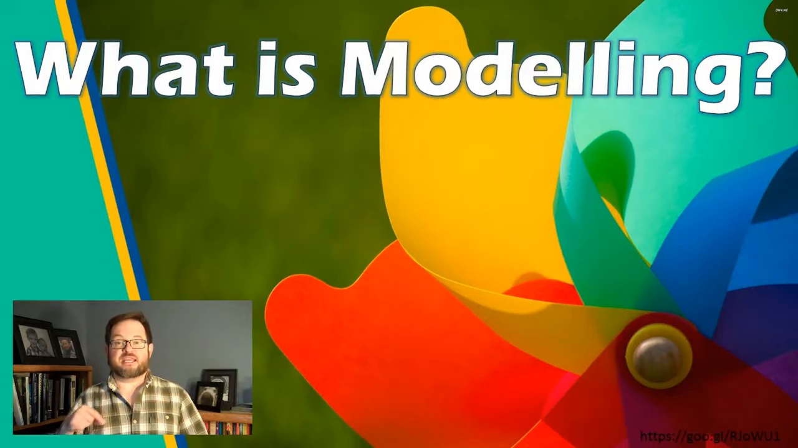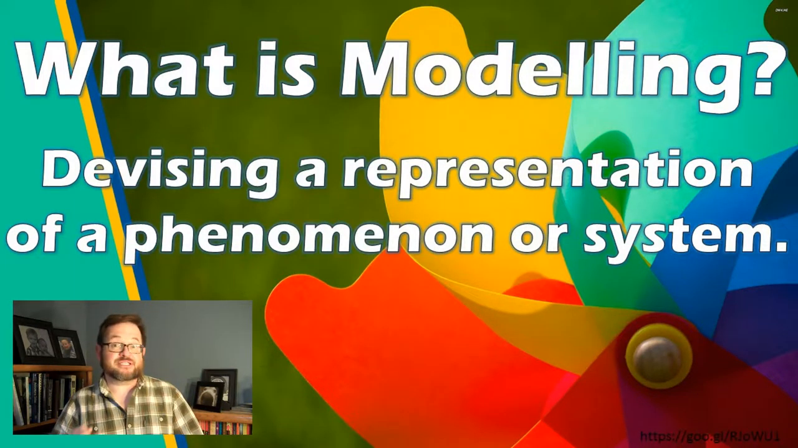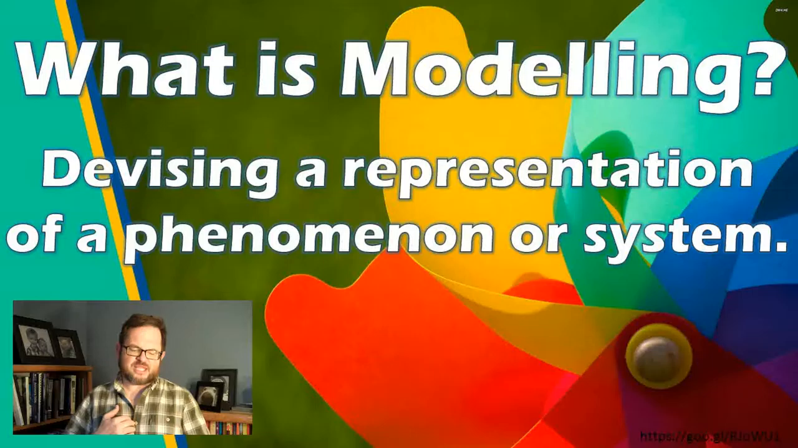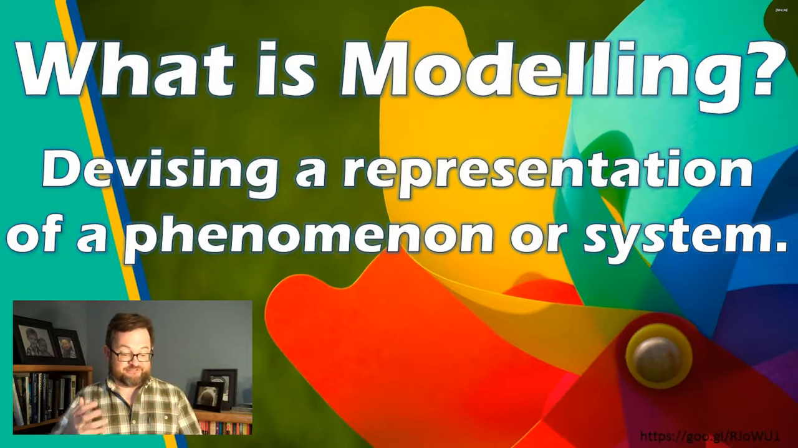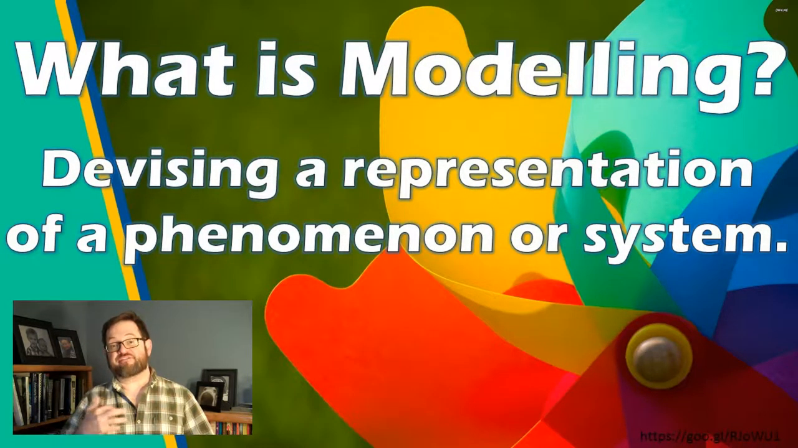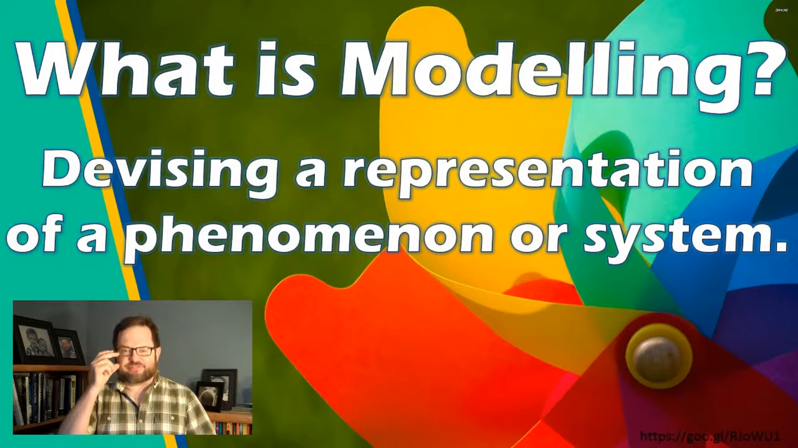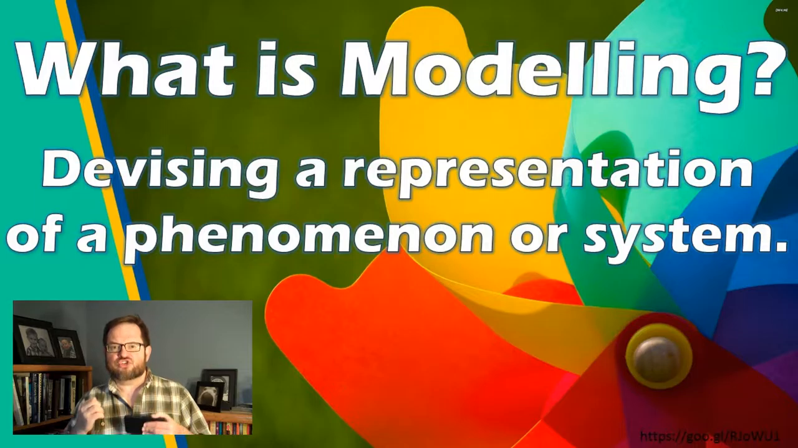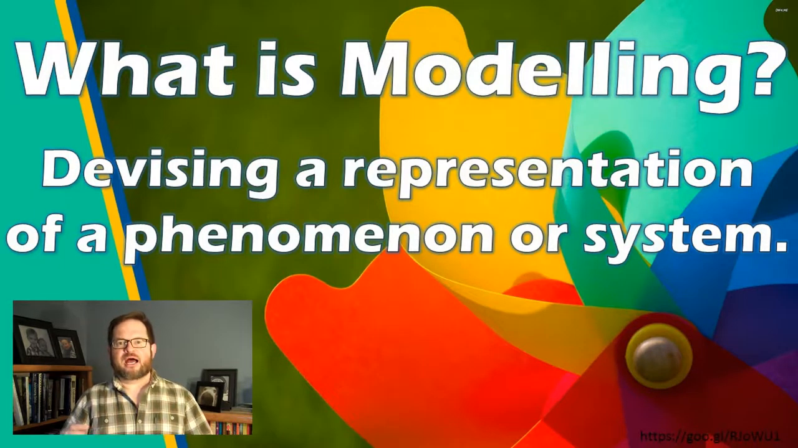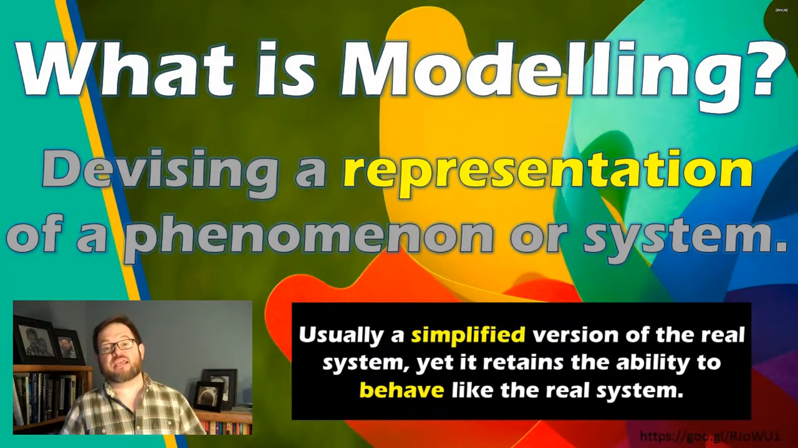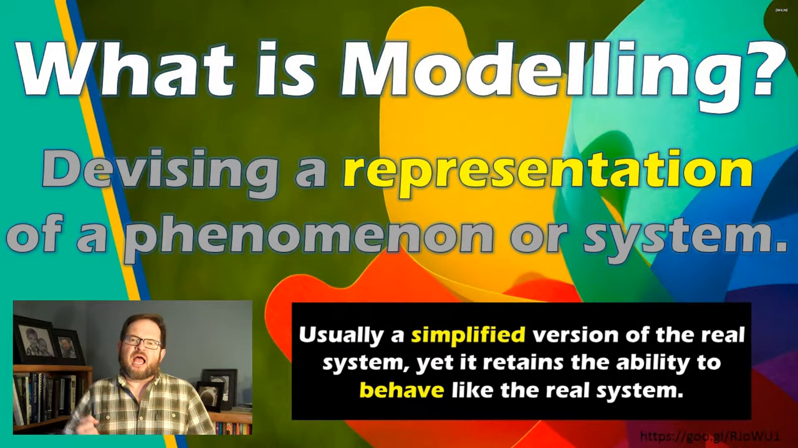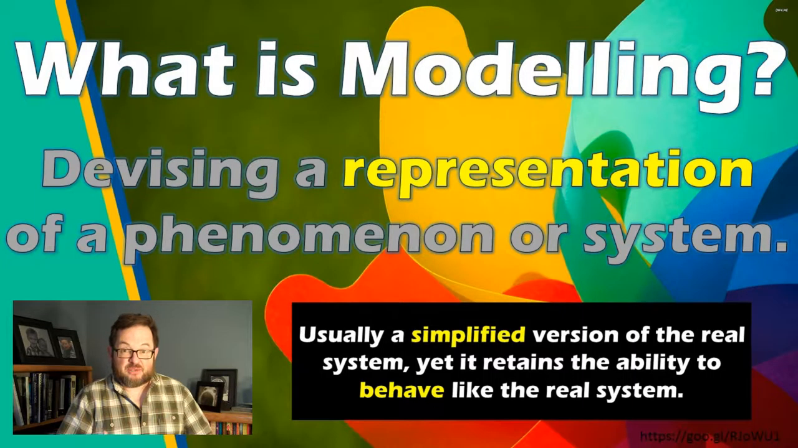I was pretty impressed with the definition that your textbook comes up with, where they said, modeling is devising a representation of a phenomenon or a system. I like that definition because it is so vague. There's really only one key word in here, and this is this idea of it being a representation. You are making something that is a representation of some phenomenon or some system.